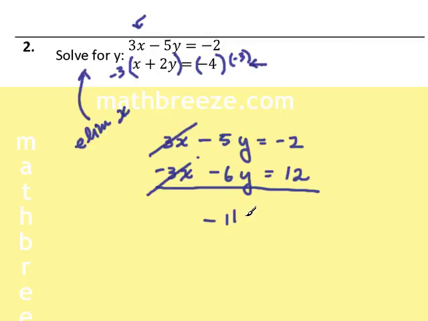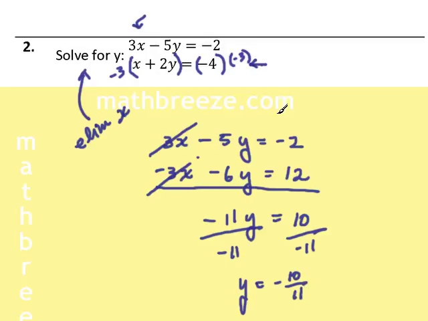Here we have -11y is equal to -2 plus 12, that's 10. Divide both sides by -11, and we have y is equal to -10 over 11. Now we were asked to solve for y, so we're going to just stop right here. Remember, we were asked to solve for y, so we concentrated on eliminating x. We made sure that this x column canceled.